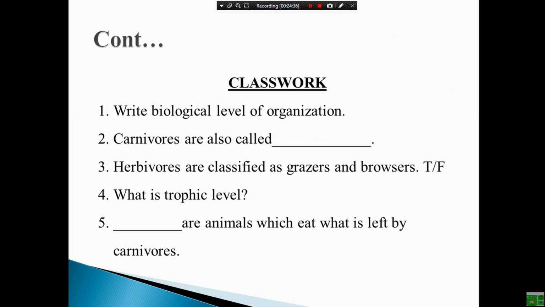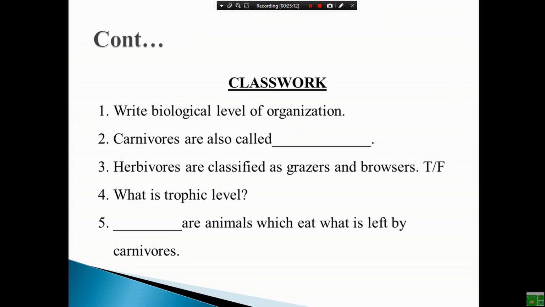Dear students, now we reach the last part of the lesson, the evaluation. There is a classwork. Please pause the video and copy those questions into your exercise book. Question number 1: write the biological levels of organization. Question number 2: carnivores are also called blank. Question 3: herbivores are classified as grazers and browsers, true or false? Question 4: what is a trophic level? And lastly, blank are animals which eat what is left by carnivores.